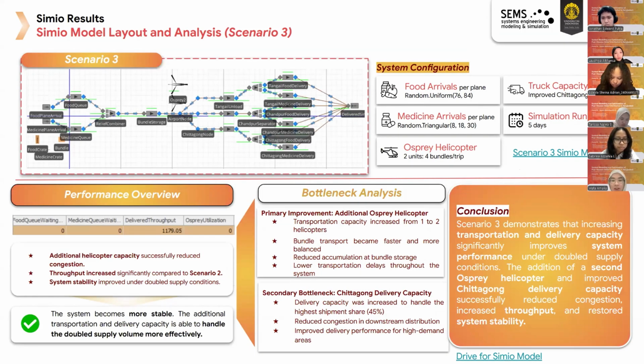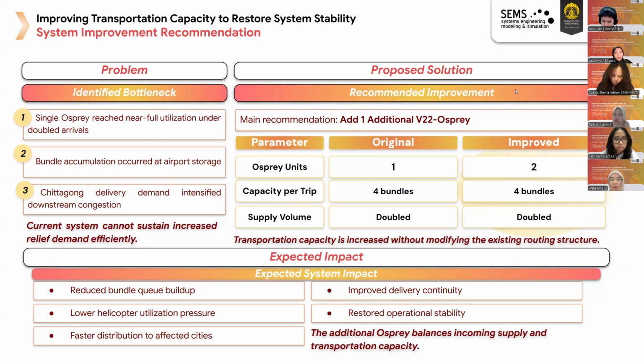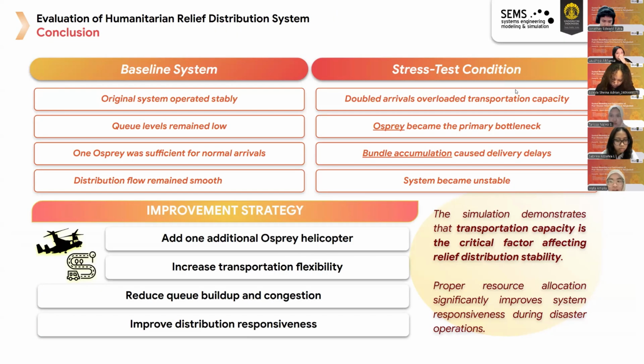This slide presents scenario 3, which was designed to address the bottlenecks identified in scenario 2. The main improvement was adding a second Osprey helicopter and increasing delivery capacity for Chittagong. Based on the previous analysis, we proposed a system improvement to address the identified bottlenecks. The main recommendation is to add one additional V22 Osprey helicopter to increase transportation flexibility and capacity. This improvement restores normal conditions with low queue levels and smooth distribution performance. It reduces congestion, improves responsiveness, and restores system stability. Next.